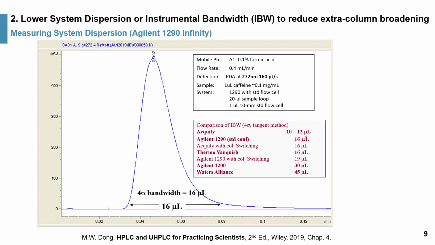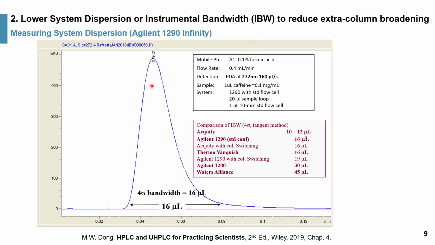We also mentioned something called lower system dispersion, or instrumental bandwidth, to reduce extra column band broadening, because typically we're using a smaller column with smaller inner diameters and a smaller peak volume. So to prevent extra column band broadening, typically by the flow cell, we need a system with less system dispersion.